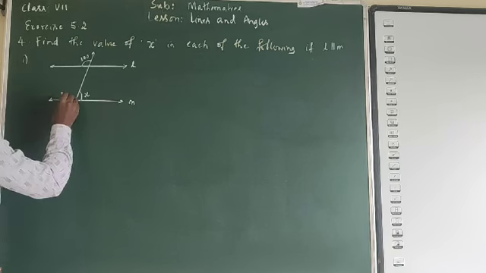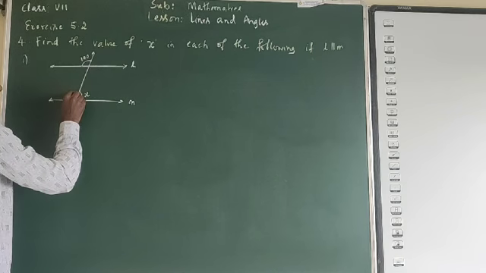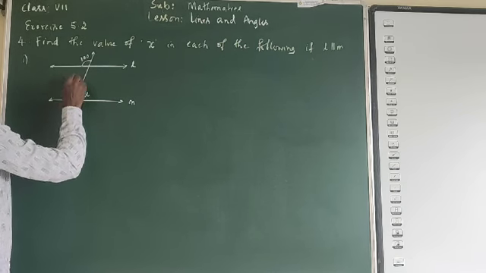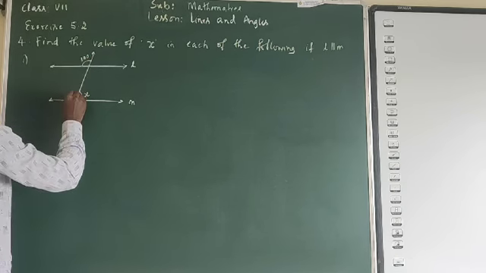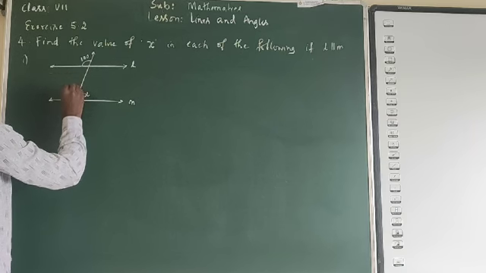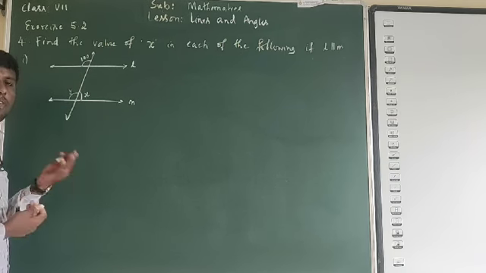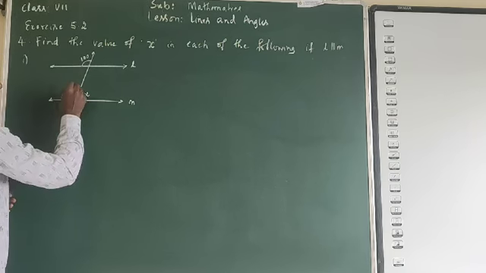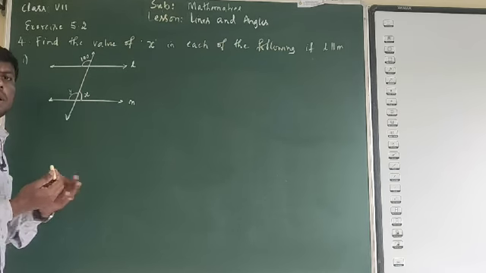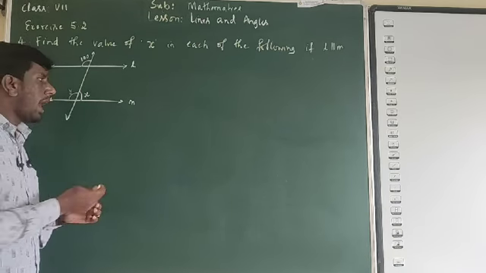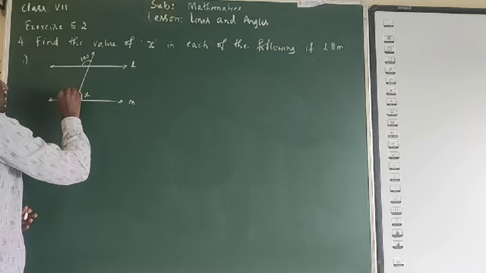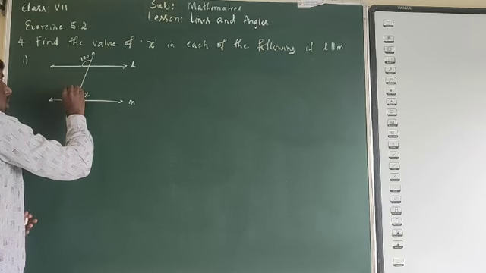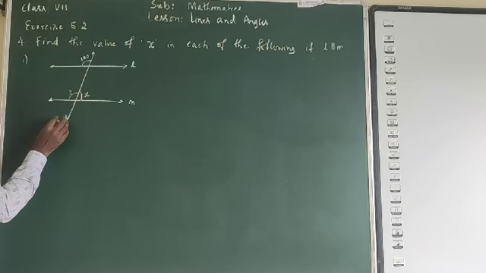What about this angle and this angle? This is 100, and let me call the other one y. What type of angles are 100 and y? Corresponding angles. Therefore, this also is 100.